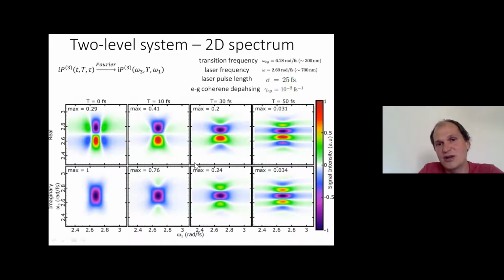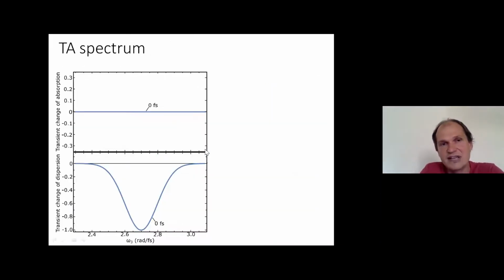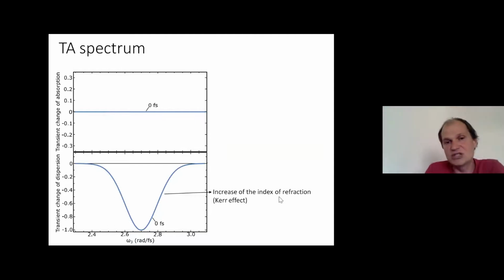I don't know if this excitation axis may have some nice interpretation as it would in the case of a resonant signal. But I can integrate along this axis, and we can get the TA spectrum. So for zero time, there is no real part. That would be the transient absorption spectrum. It's what one would naturally expect, that the transient absorption change of a non-absorbing sample is 0. But we have something in the imaginary part, which is the increase of the index of refraction induced by the pump pulse. And this is the Kerr effect.